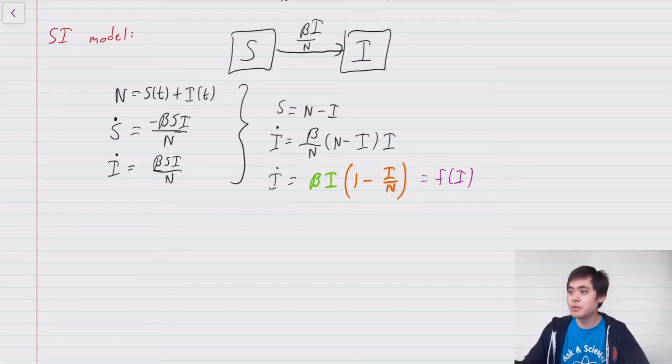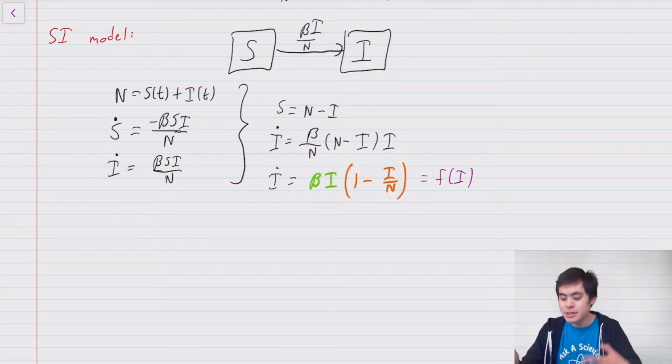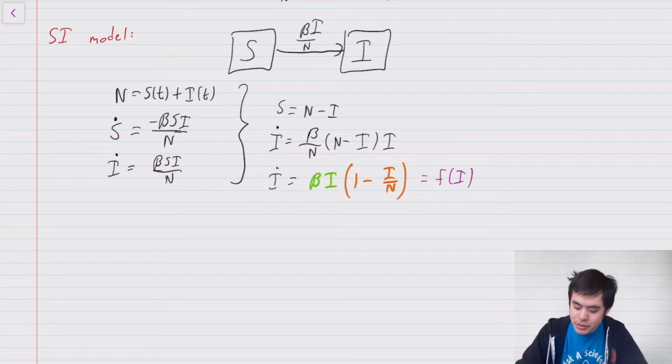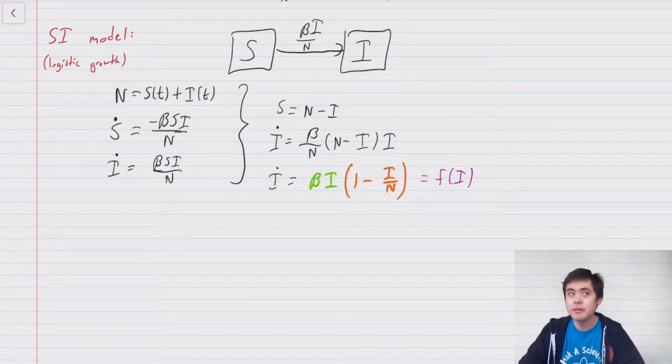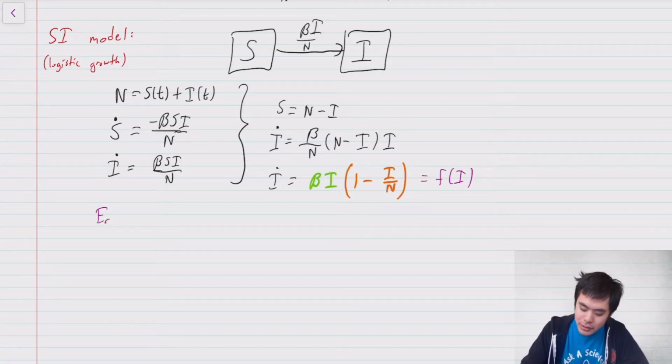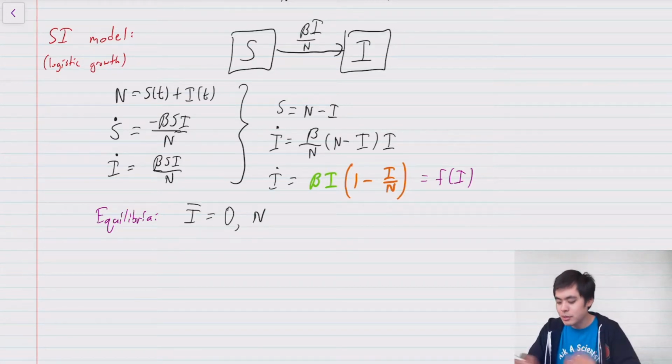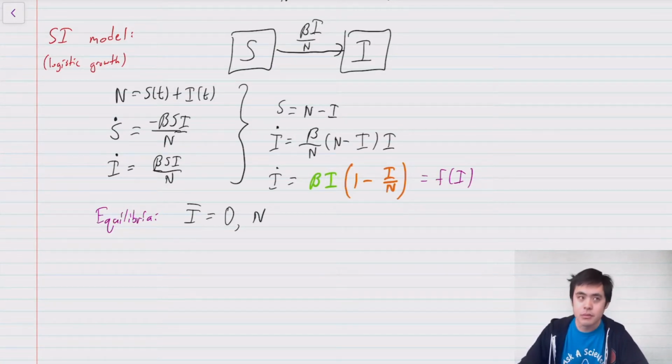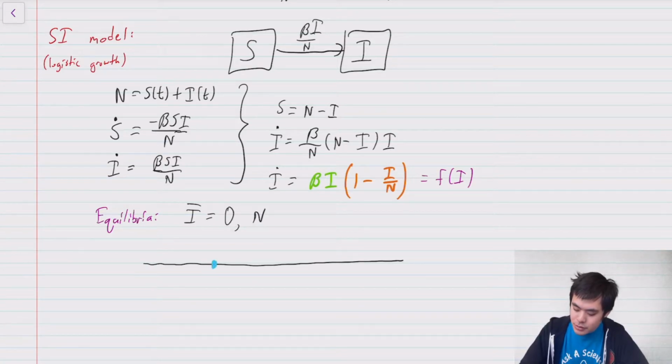Now, the first thing we want to do is figure out what the equilibria of the system are. So this is just logistic growth, as some of you may have noticed. And so it is possible to explicitly solve this, but we're going to solve this qualitatively using a phase line. But the first thing we need to do is find the equilibria. And we have I bar equal to either 0 or N, which you can see pretty easily by looking at the two different pieces. Now, when we're drawing out a phase line, we have our 0 equilibrium here, and we have our N equilibrium here.